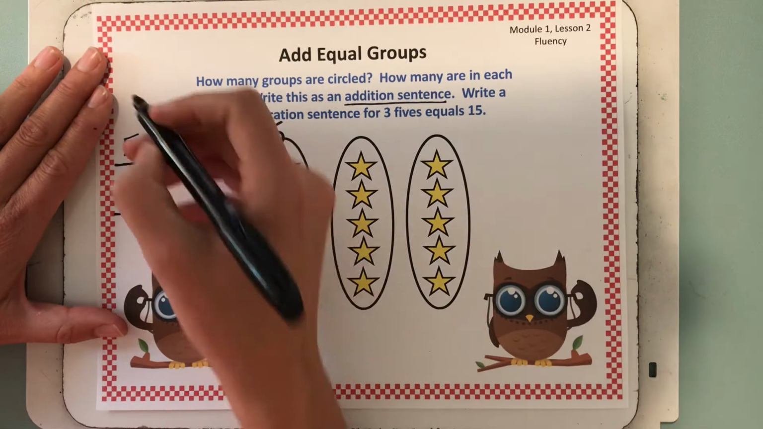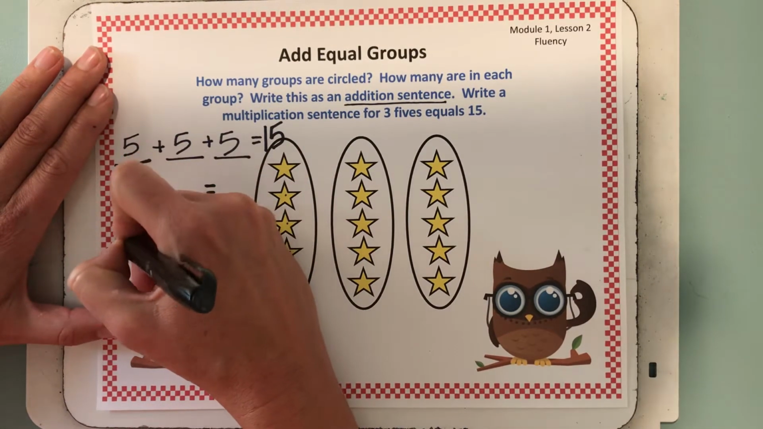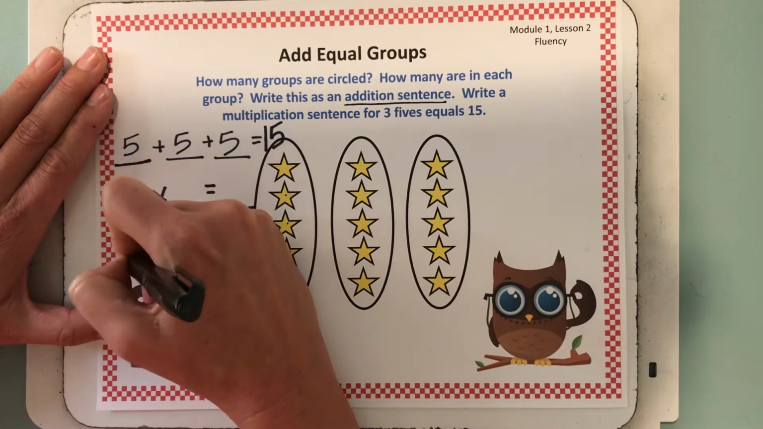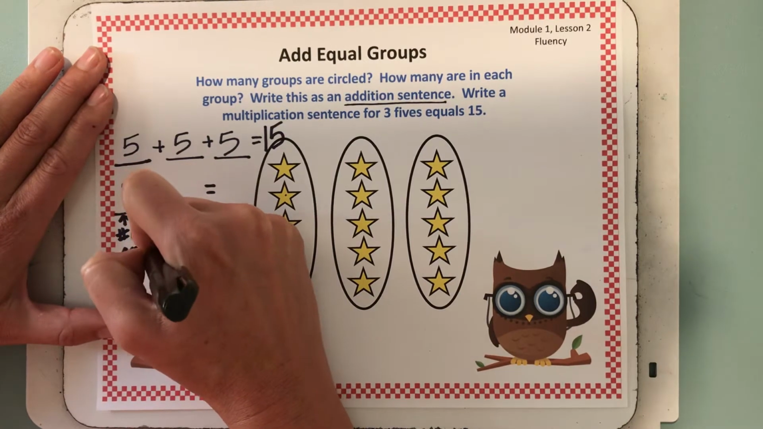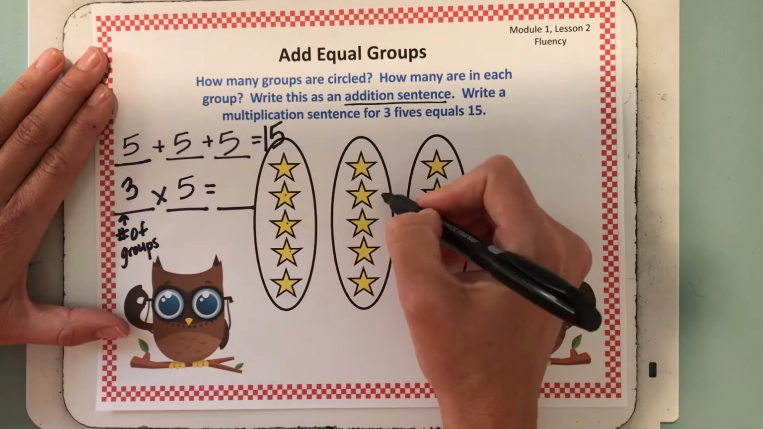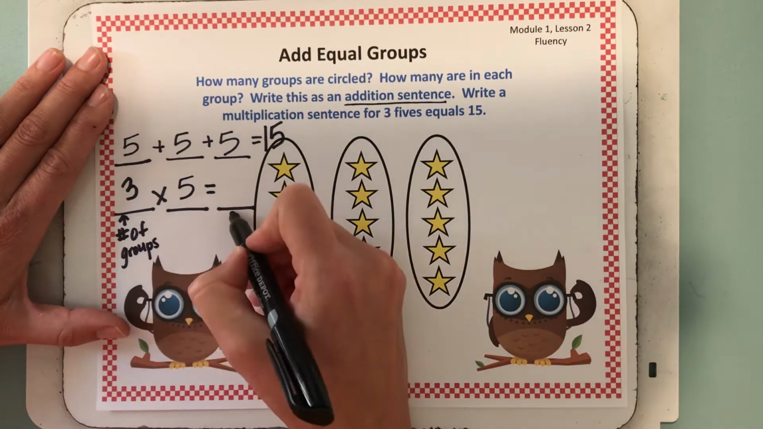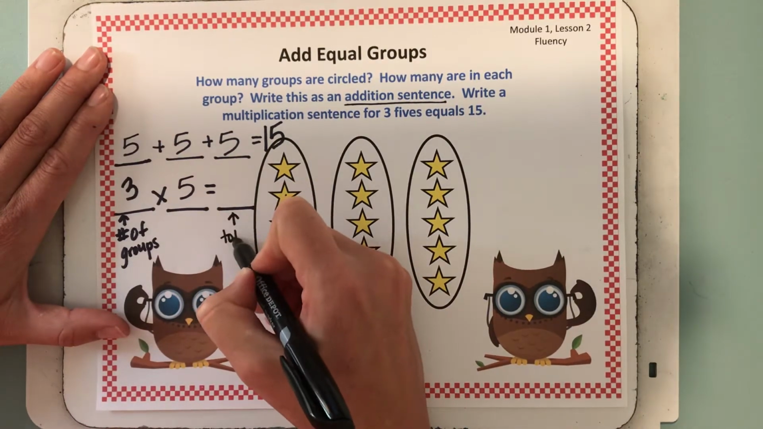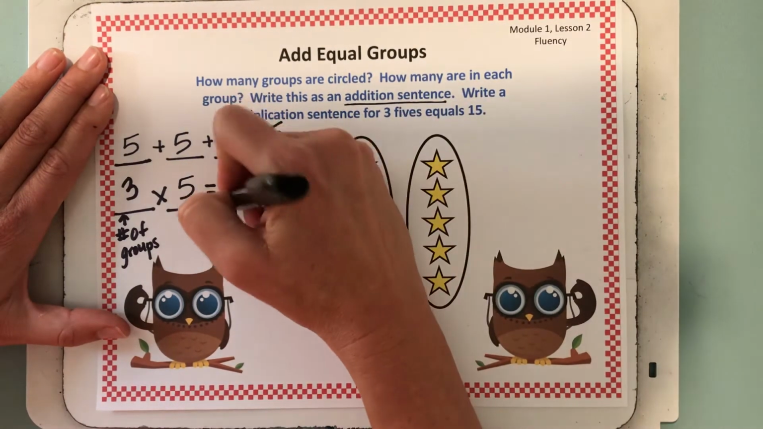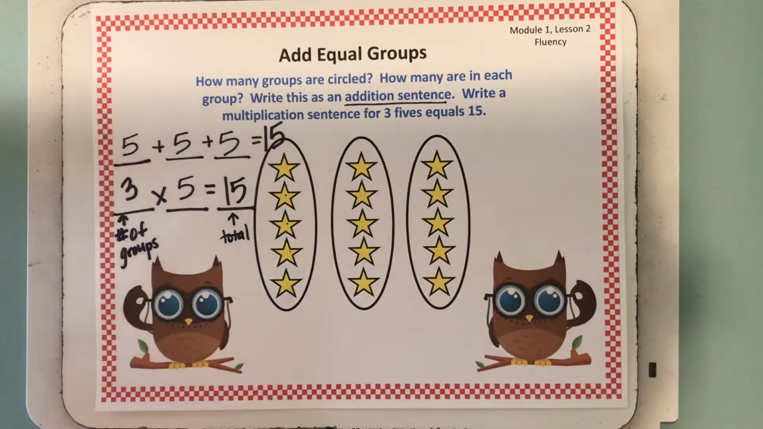You should have put, we have 3 groups. Remember, this first one is always the number of groups times 5. You had 5 in each group. And when we skip counted, our total was 15. So hopefully that's what you got.